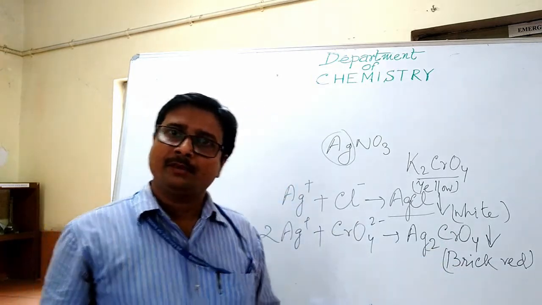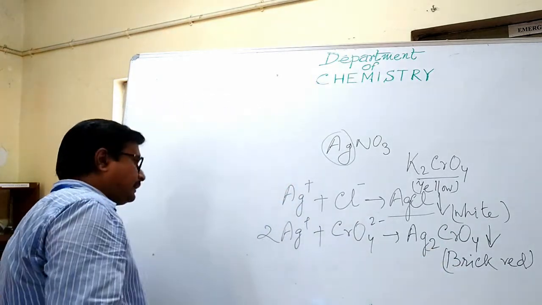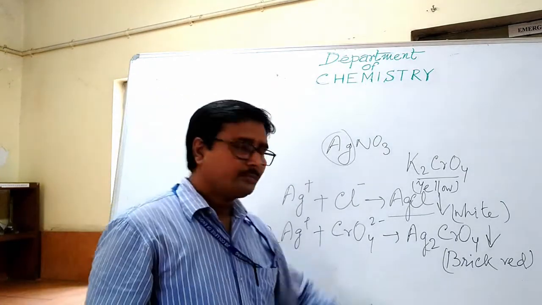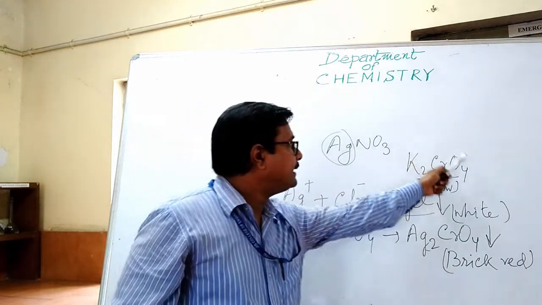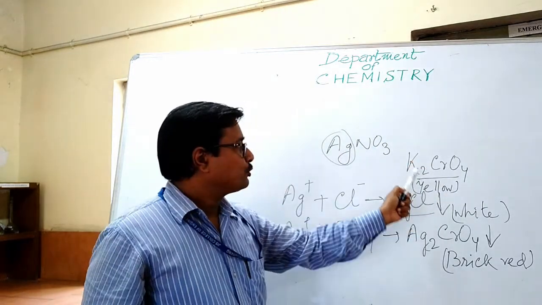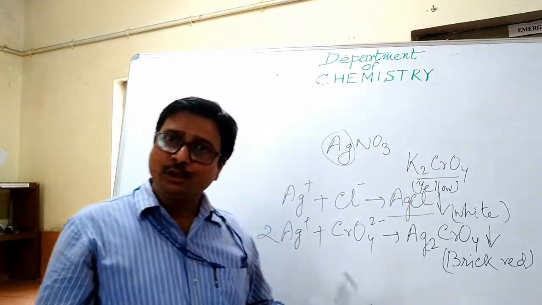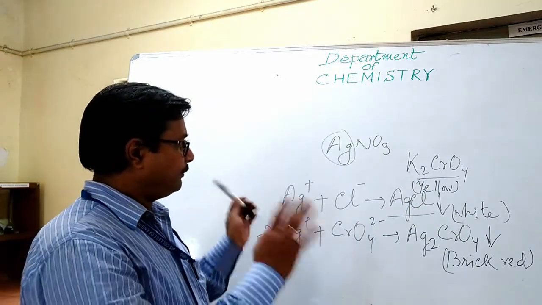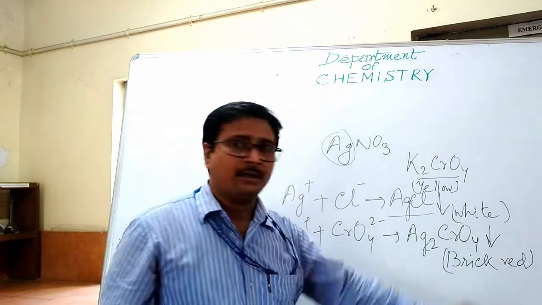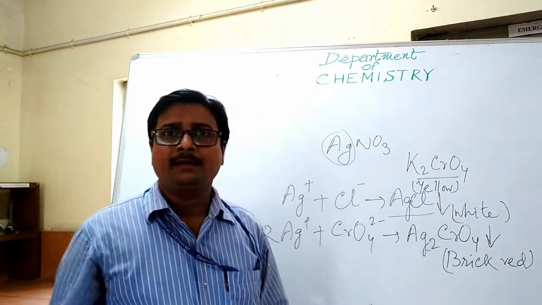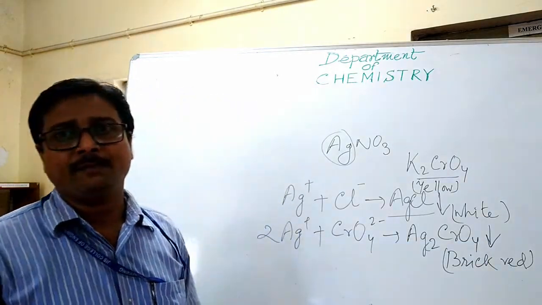Okay, now at the end point. As I told, the indicator color is yellow, so the color of the solution is yellow, and after titration we will find the brick red color. So yellow to brick red, that is the color change of this experiment.